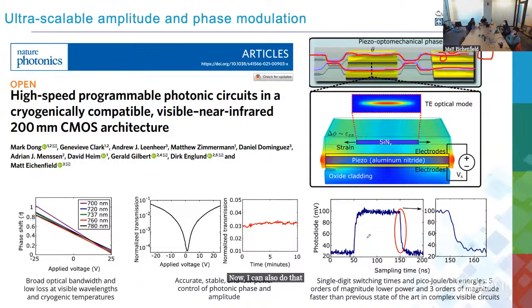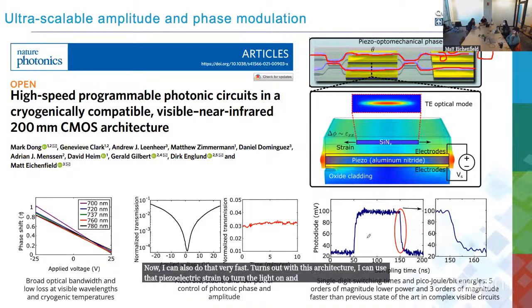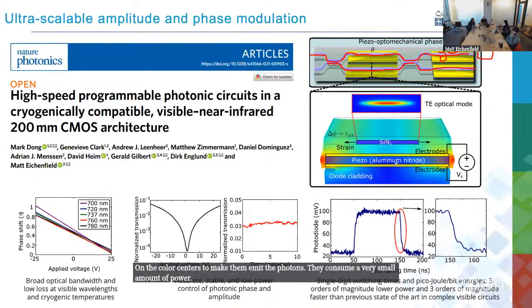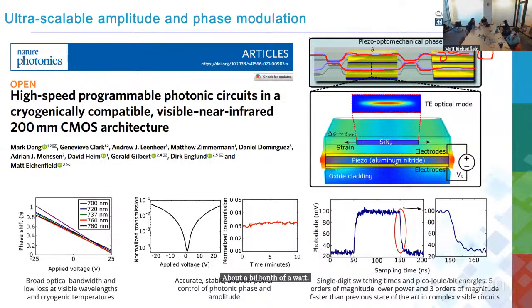It turns out with this architecture, I can use that piezoelectric strain to turn the light on and off in just a few nanoseconds, right? A few billionths of a second, which is plenty fast to perform the operations I need on the color centers to make them emit the photons, okay? They consume a very small amount of power, about a billionth of a watt, which is small enough that you can make a lot of these circuits and it will not overwhelm your cooling system.